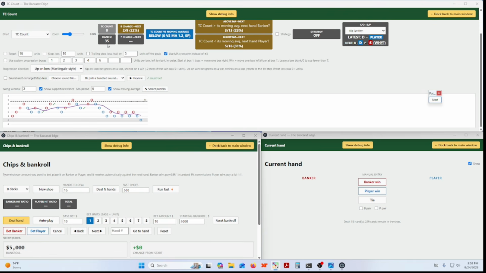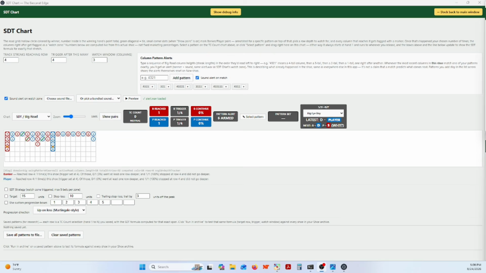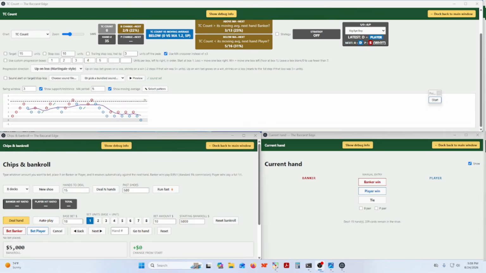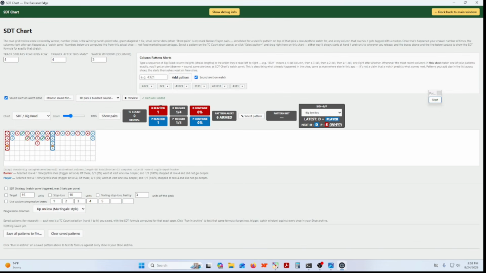Let's continue on. Now, with us sitting at 30, hand 35, you can see what all this is. Now, let's go and play with the SDT a little bit. This is the SDT chart. You know what? I'm going to bring this chart to the thing in front of me, so I won't have to reach as much. This is the SDT chart.